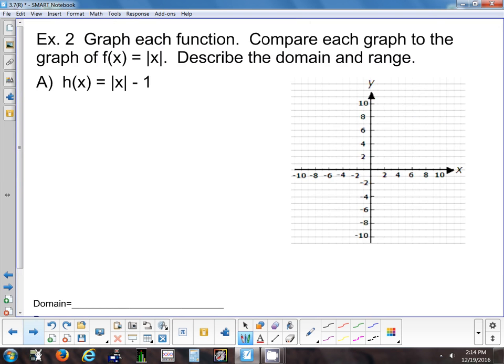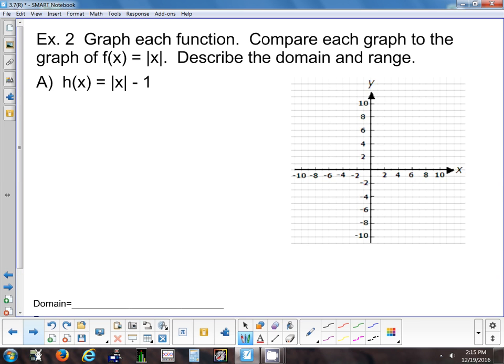Anybody have a guess how many units it's going to move it? One unit, but it has a negative in front. So what do you think is going to happen? This is going to take the original V shape and move it down 1. So if you notice that pattern, I could compare the graph without even making the table. It's going to move it down 1. That's why it's a negative 1. If it was a plus 2, it would move it up 2. So there's a really nice pattern to this.